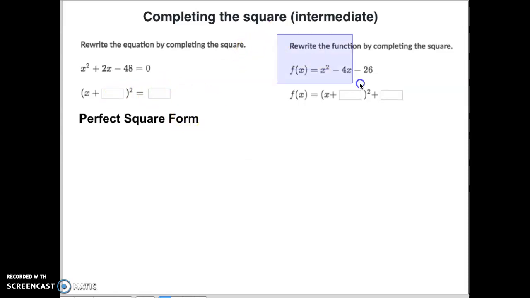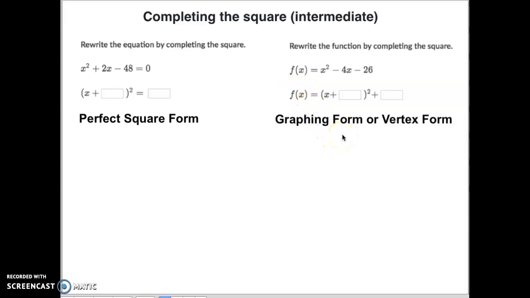The other way it's going to be written is over in this form. I don't know if you remember this or not, but when you have the sum of a number squared plus another number equals 0 or a function of x or y, this is called your graphing form or your vertex form.